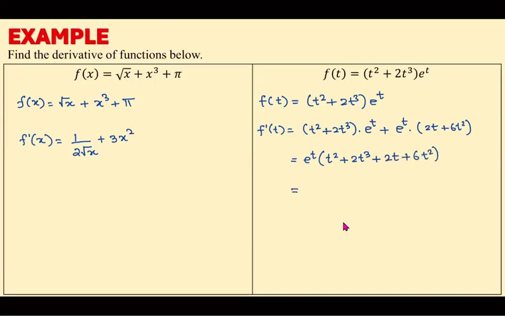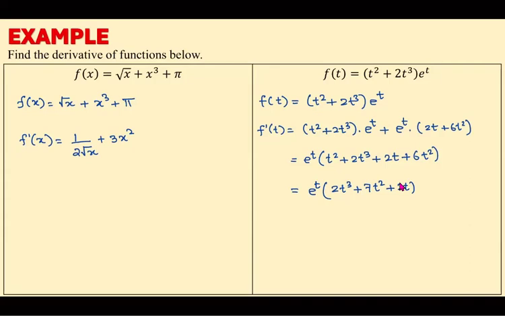We can simplify that a little bit, e to the t times. The highest power of t here is t to the third, so that is the first one we can write, 2t cubed. Then we go to t squared. Here is a t squared plus 6t squared, that is 7t squared. And then we go to t. We just have plus 2t. So that is the derivative of that second problem.